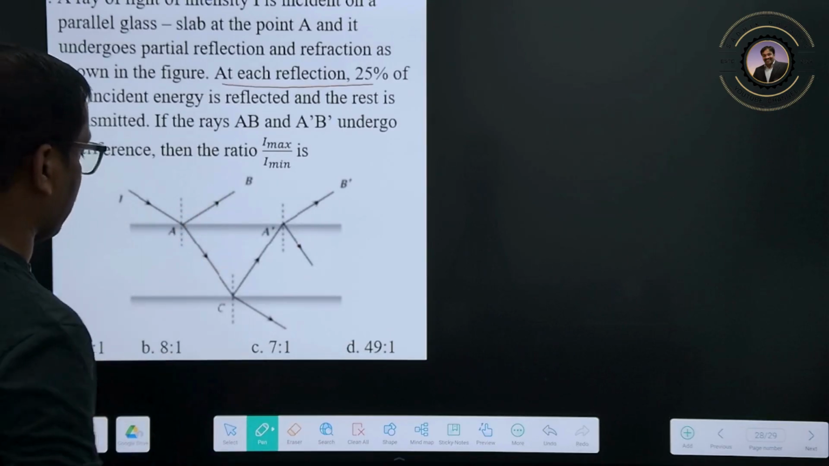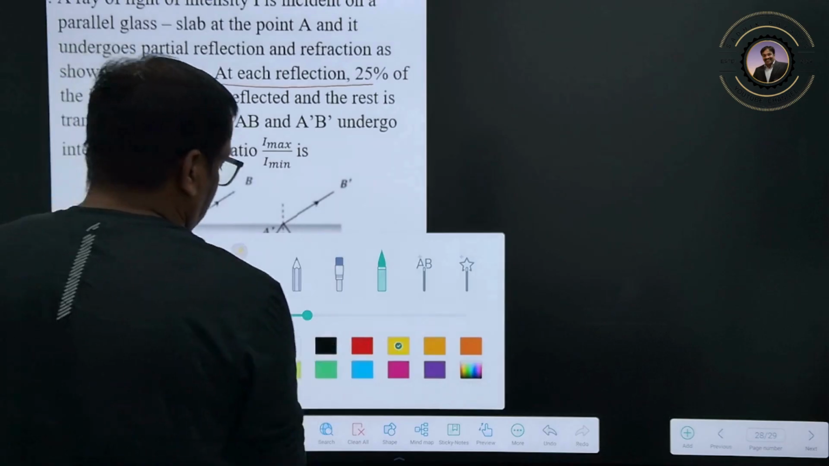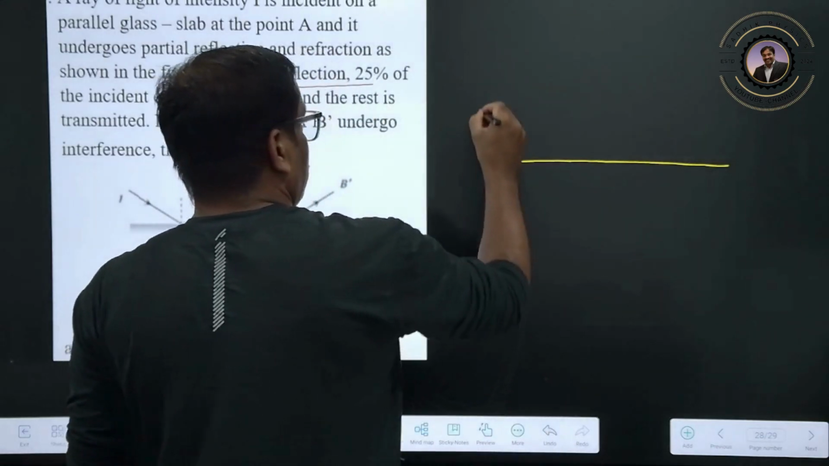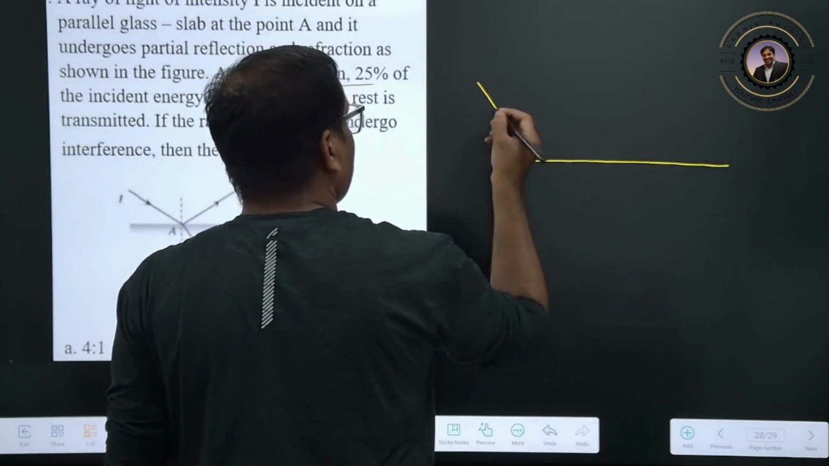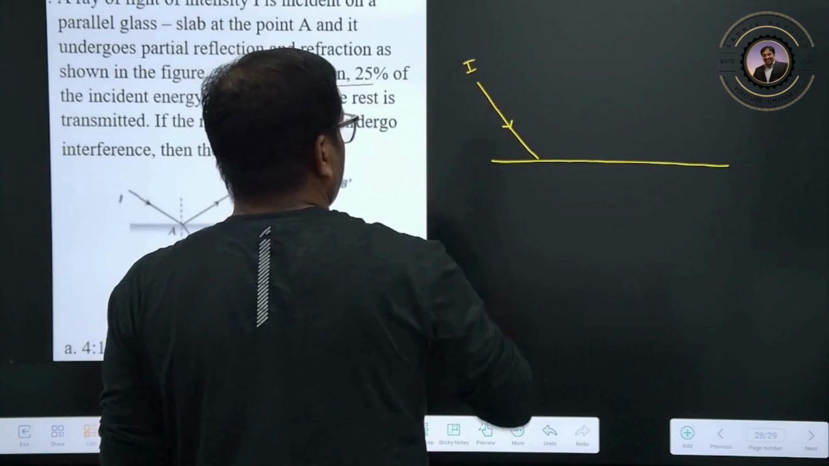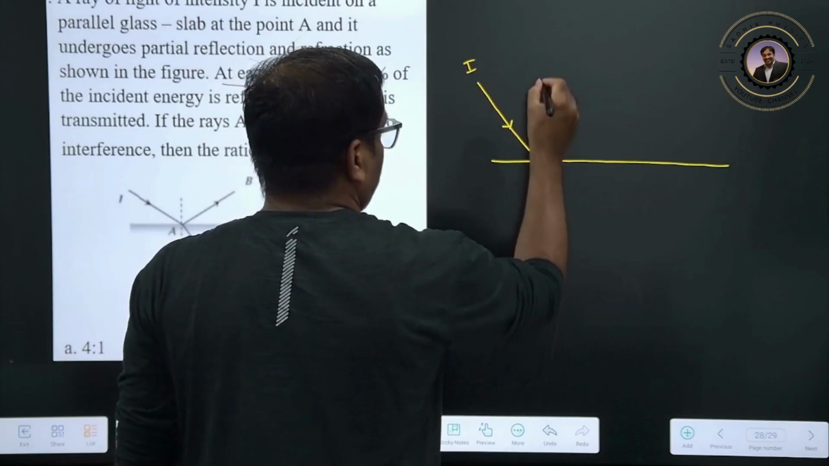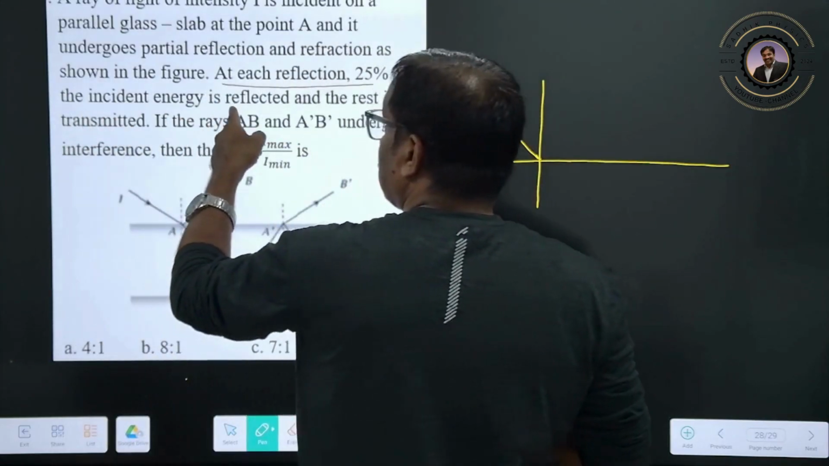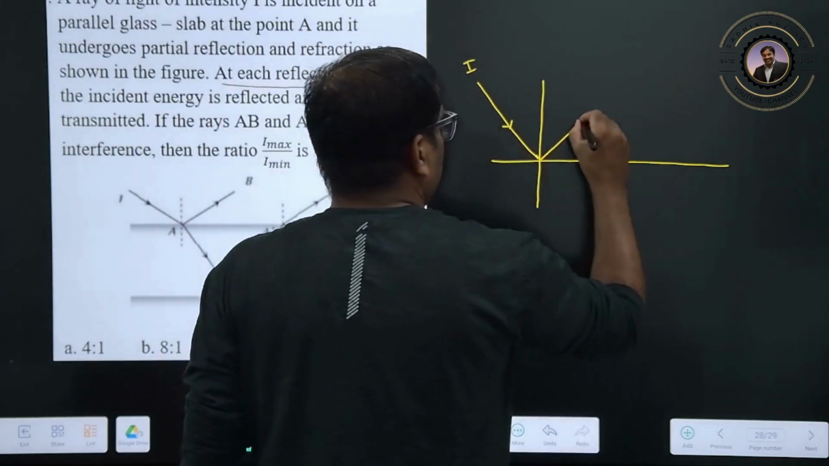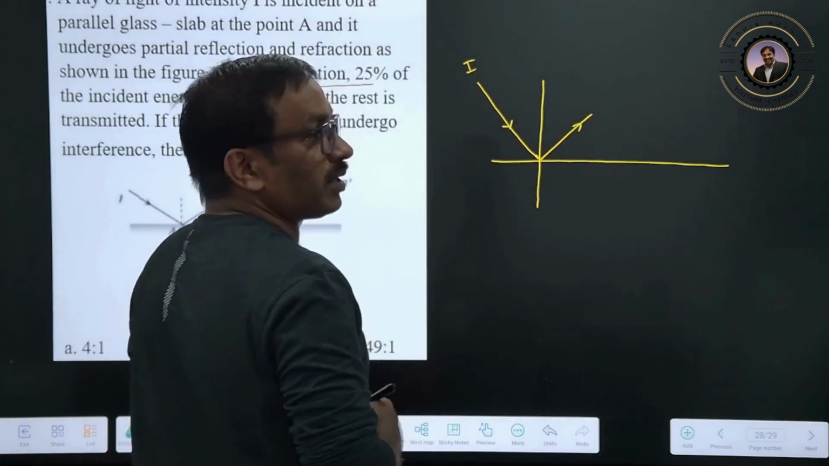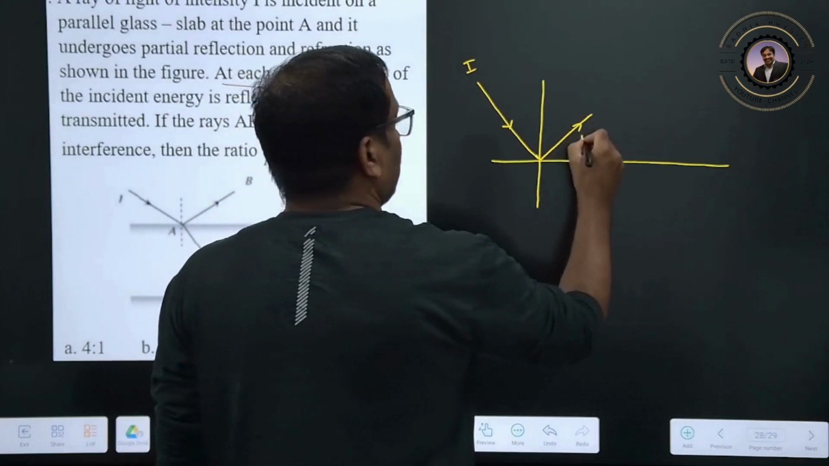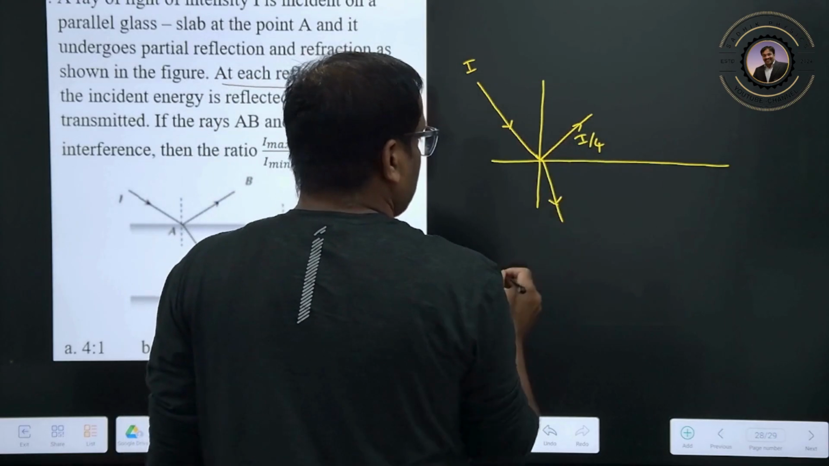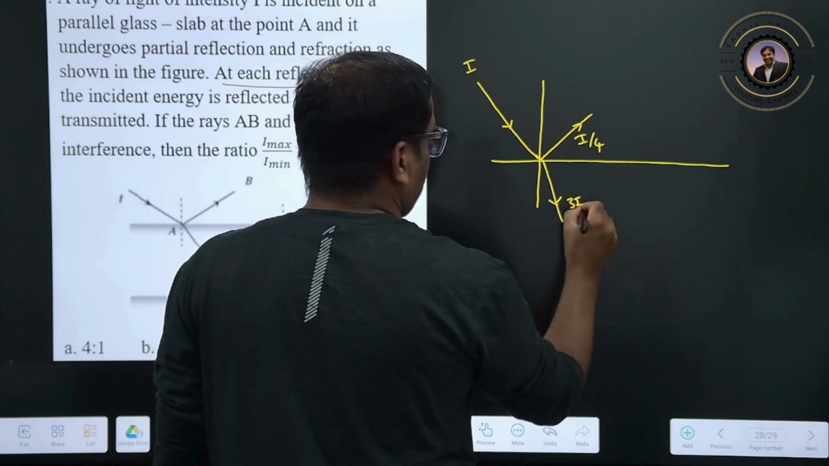So, they will interfere. First of all, let us see, I will draw one more diagram here. So, this is your I. Intensity is directly proportional to the energy here. At each reflection 25% of the incident energy is reflected. That means this side it is 25% of this one. 25% means 1 by 4. That means this is your I by 4. So this is undergoing 3I by 4, correct?